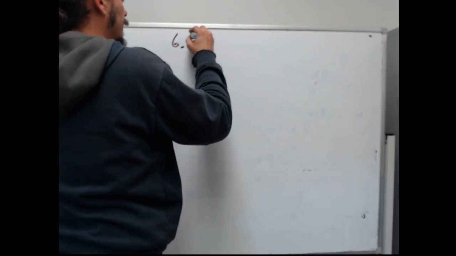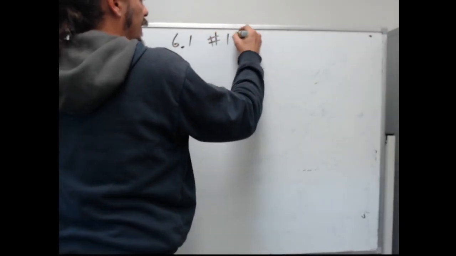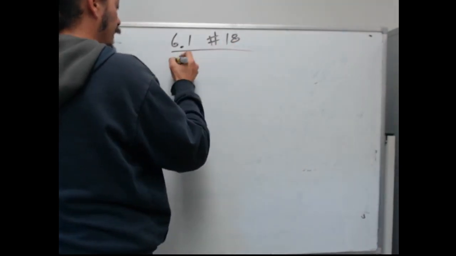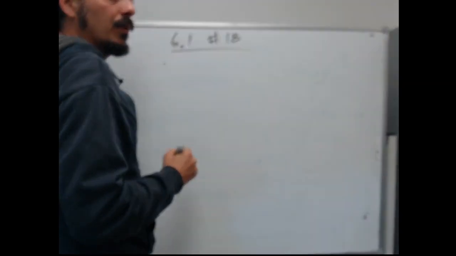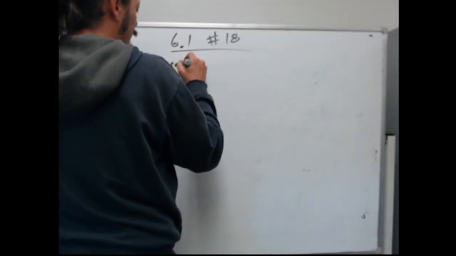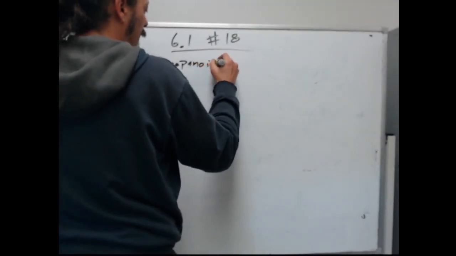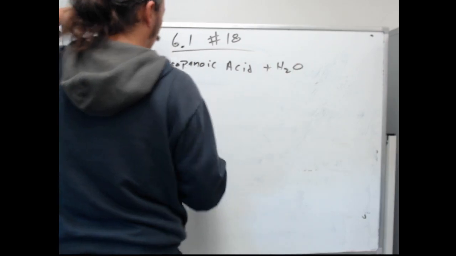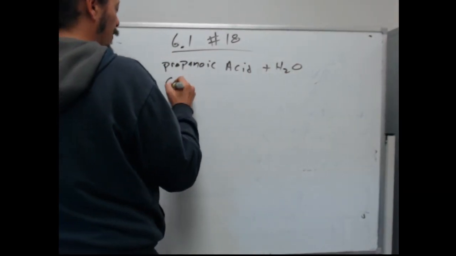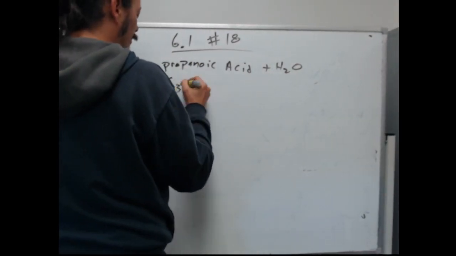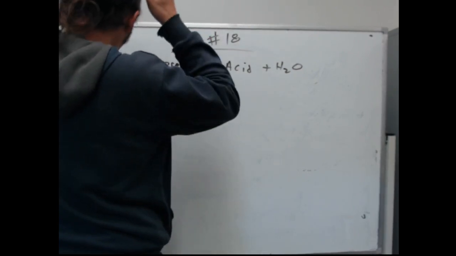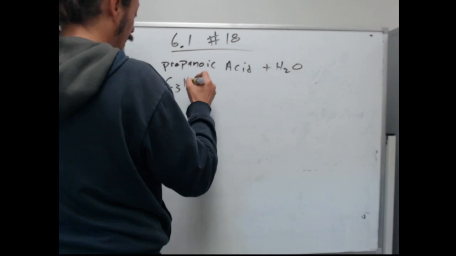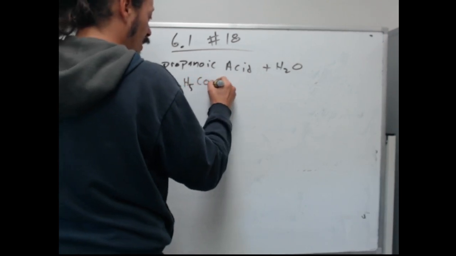So propanoic acid reacts with water. Do I know what propanoic acid is? Oh yeah, okay. It just gives the reaction basically. Right, so propanoic acid is C2H5COOH.